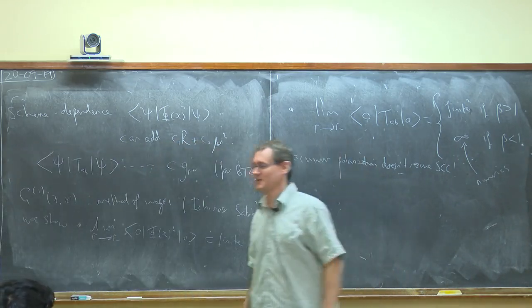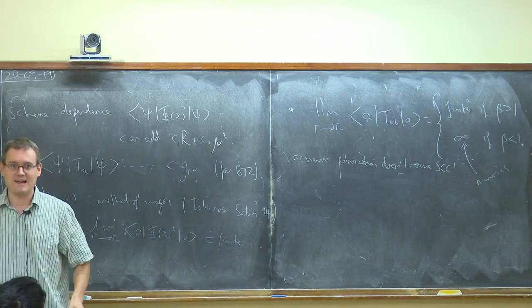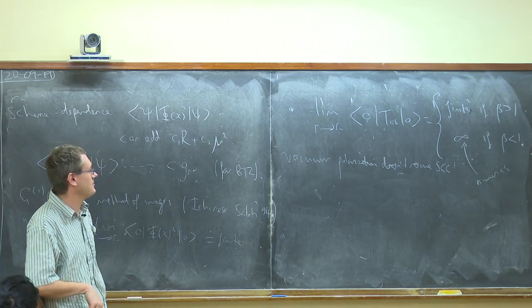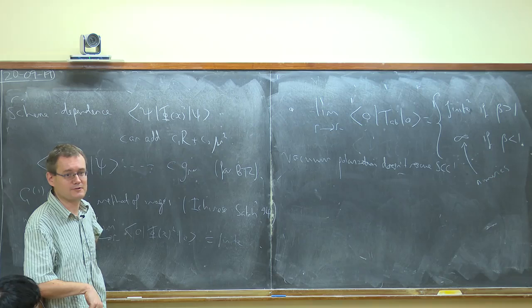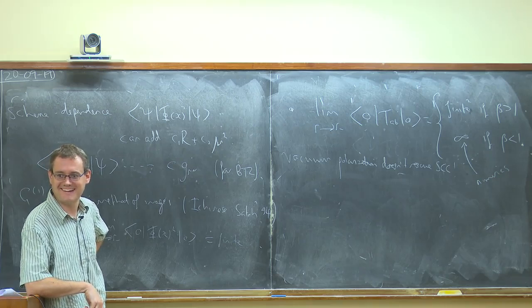But the conclusion is that strong cosmic censorship is still violated, and back reaction of vacuum polarization doesn't solve the problem. So that's where I'll leave it.